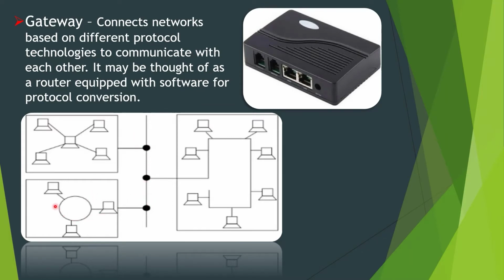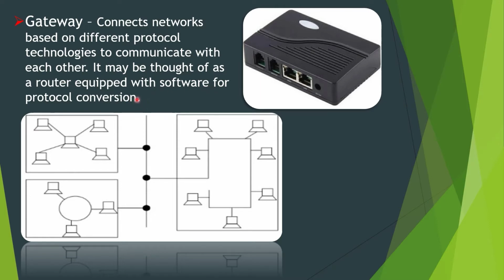When the data is transmitted from this network, the gateway receives it, interprets it, and then sends it to the receiver. So, gateways basically act like protocol converters, and they can operate at any network layer. Gateways are generally more complex than a switch or router. As we have discussed, the gateway may be thought of as a router equipped with software for protocol conversion.